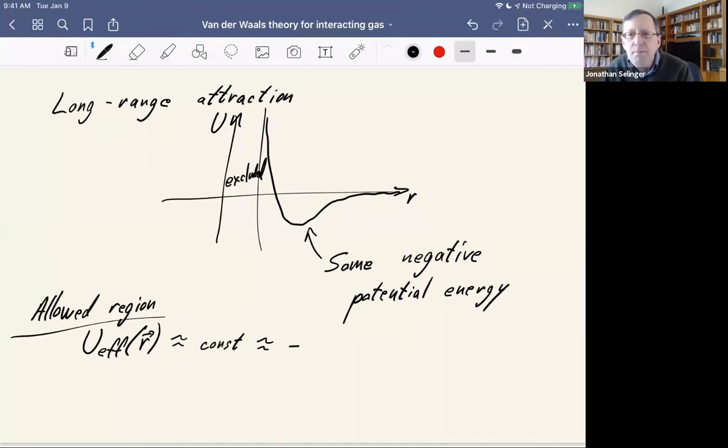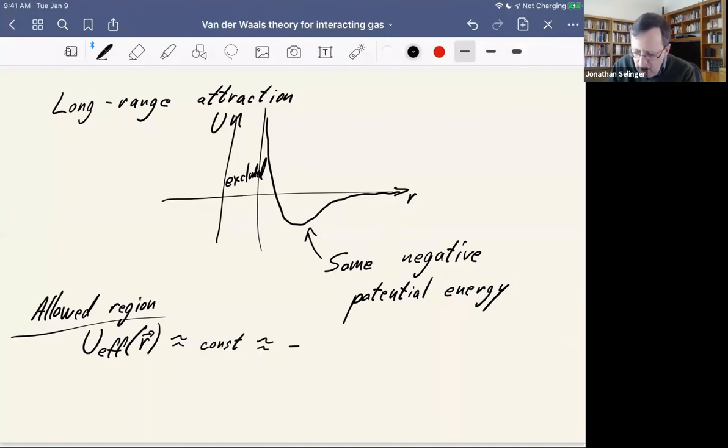I think this constant of the effective potential should be proportional to V to the power of 1/3. Because if we put all the molecules in a cubic lattice, then the potential should be proportional to the lattice spacing, so lattice spacing is proportional to V to the power of 1/3. So I think this effective potential should be a constant proportional to the volume to the power of 1/3, right?